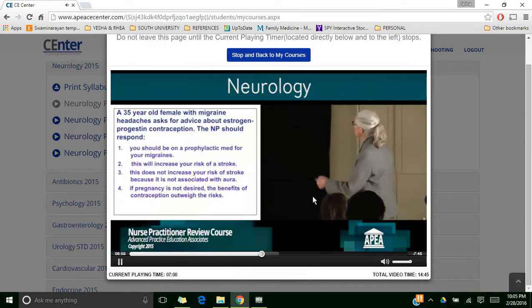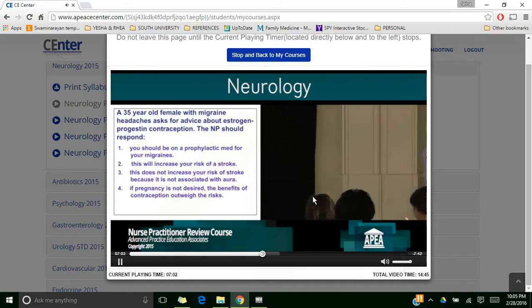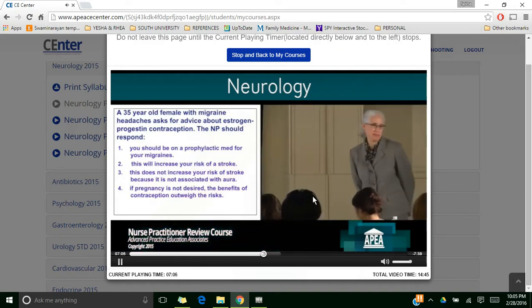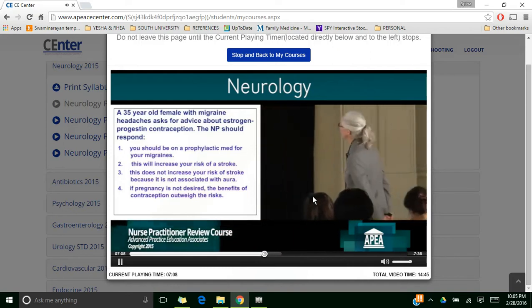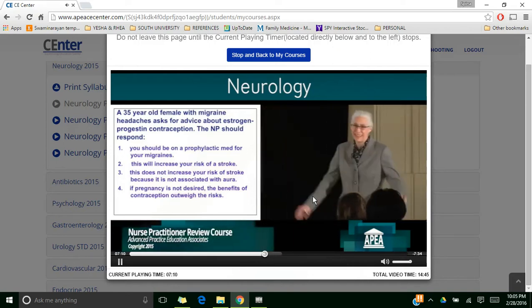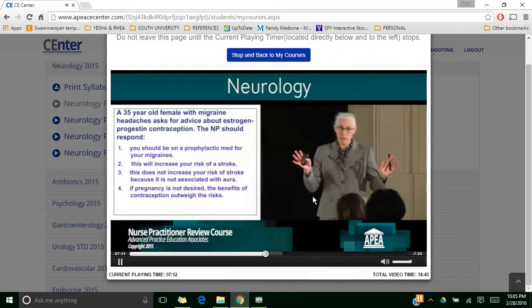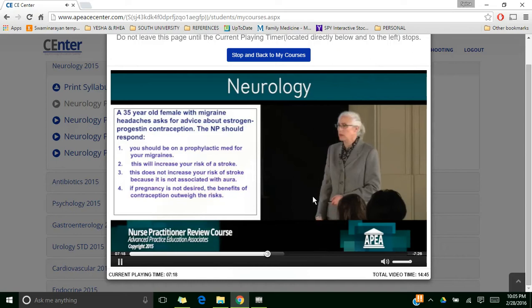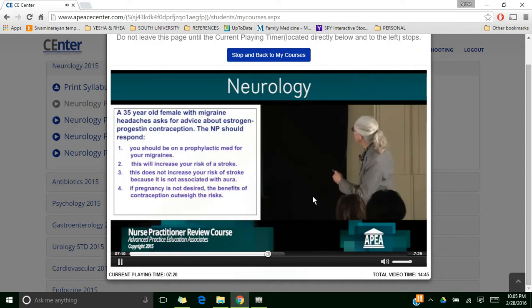Well, if she's interested in asking questions about contraception and she's got migraine headaches, you need to tell her that putting her on an estrogen progesterone contraception at this age does increase her risk of a stroke. All right? Let me give you the details. Here it is. Migraine plus oral contraception does at least a little bit increase the relative risk of ischemic stroke.